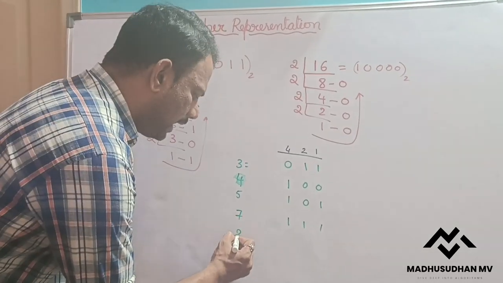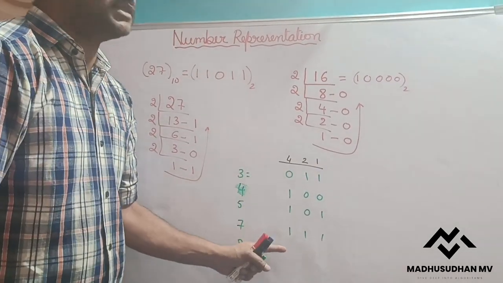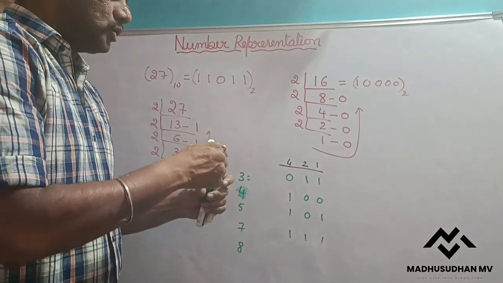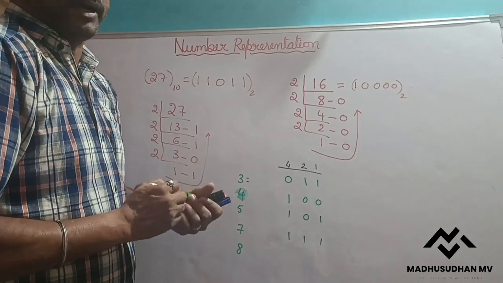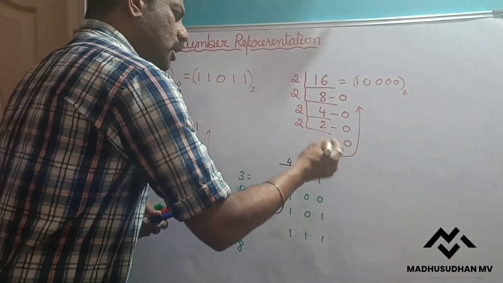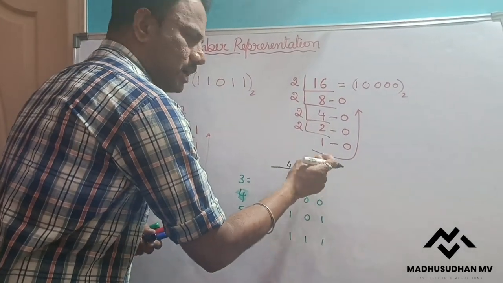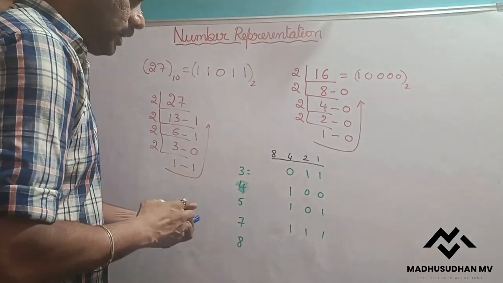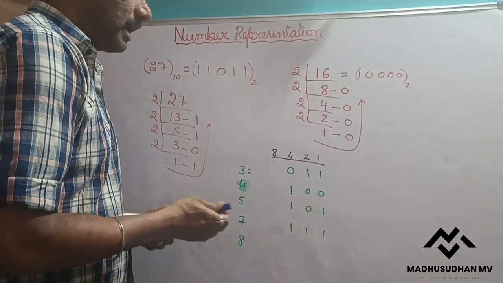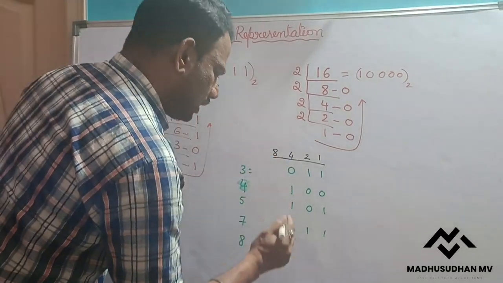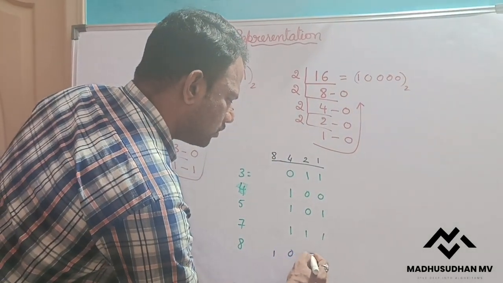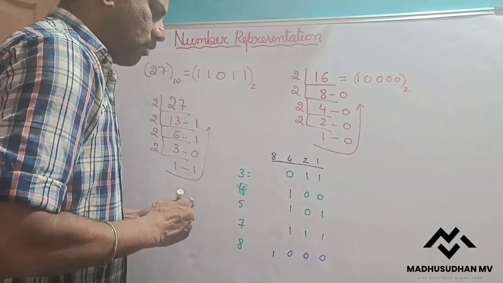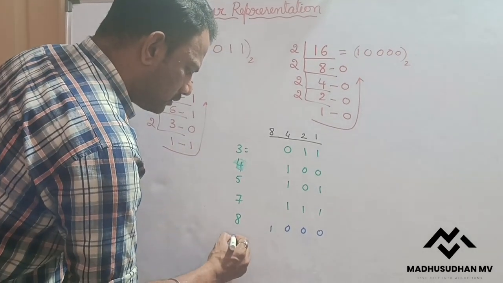Suppose I want 8. Even if I add all 3 places, I only get 7, so what will I do? You go for one more bit. Whenever you go for one more bit, you simply double the place value: 1 doubled is 2, 2 doubled is 4, 4 doubled is 8. Now if I want 8, I need only this one place, and the remaining are 0 0 0. Similarly, let us say I now want 13.